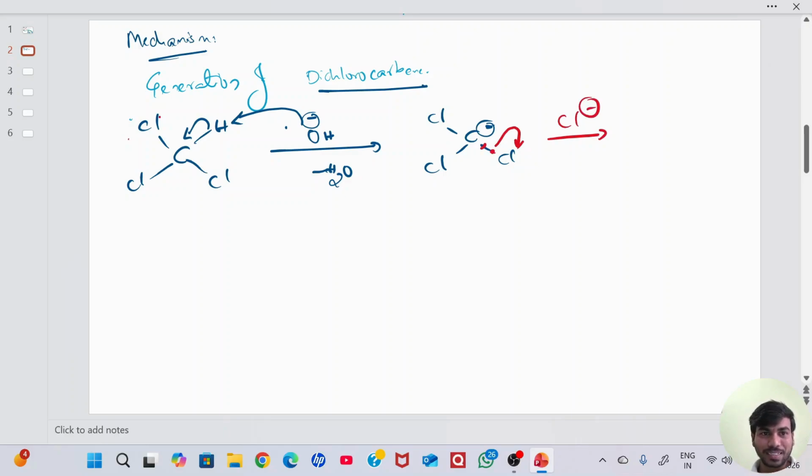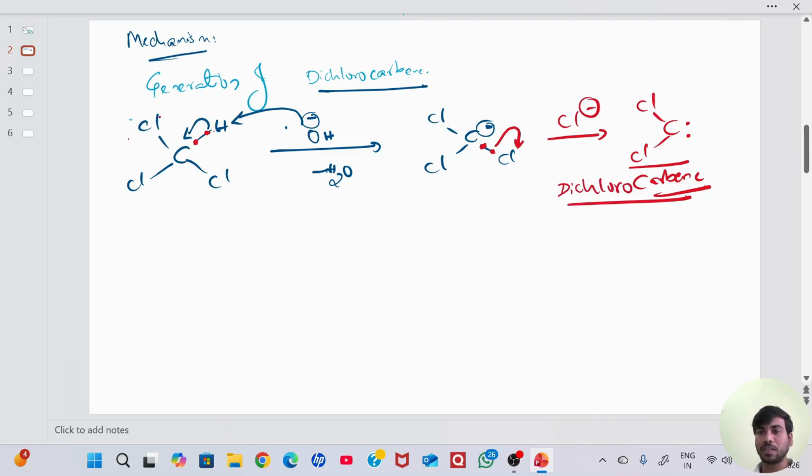So now see, in the initial step the carbon abstracted an electron from hydrogen, and in the next step the eliminated chlorine is moving away with the electron from carbon. So carbon gained one from hydrogen, carbon is losing one to chlorine, therefore it stays neutral. The carbon center stays neutral, and this neutral 2 electron containing species is known as carbene, and as it has got two chlorine centers, this is dichlorocarbene.